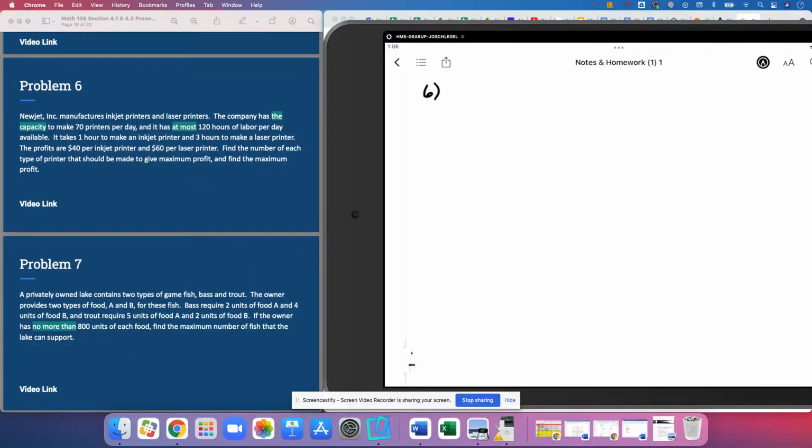Problem 6, we have NewJet Inc. manufactures inkjet printers and laser printers. The company has the capacity, so this means no more than 70 printers per day, and it has at most 120 hours of labor per day available. It takes 1 hour to make inkjet printers and 3 hours to make laserjet printers. The profits are $40 per inkjet printer and $60 per laser printer. Find the number of each type of printer we should make to maximize the profit and find the maximum profit.